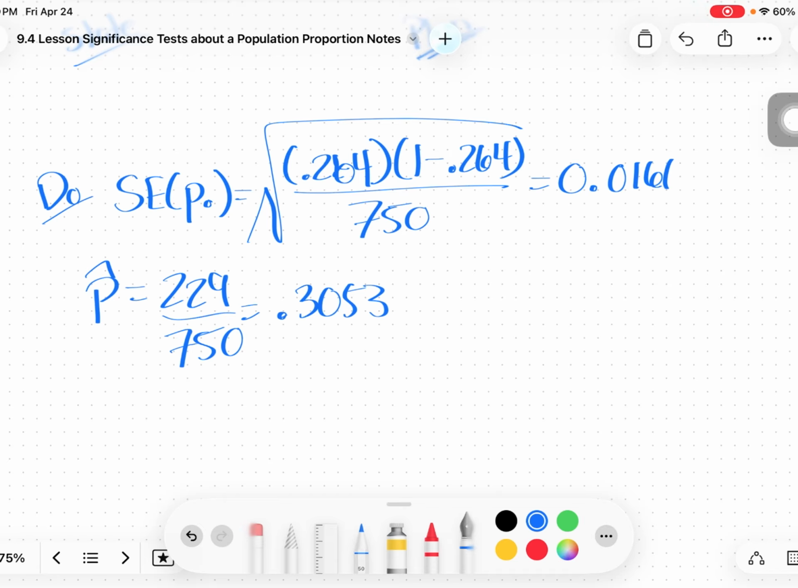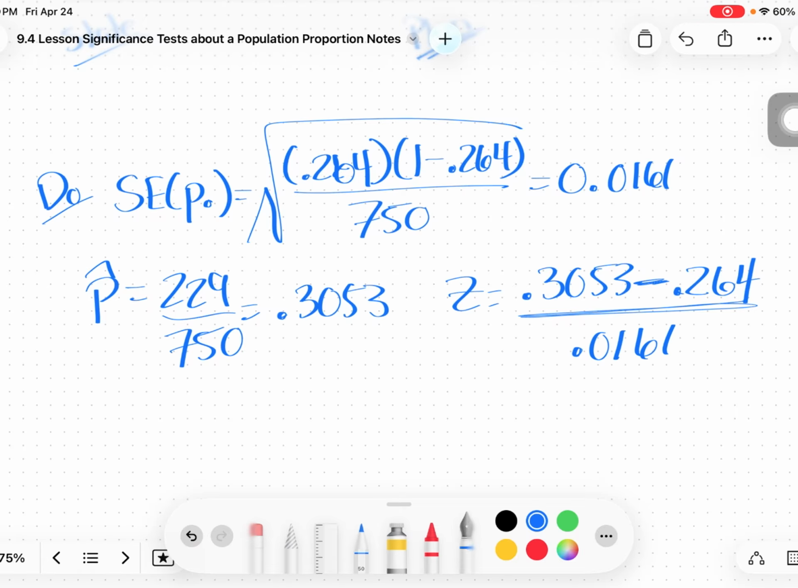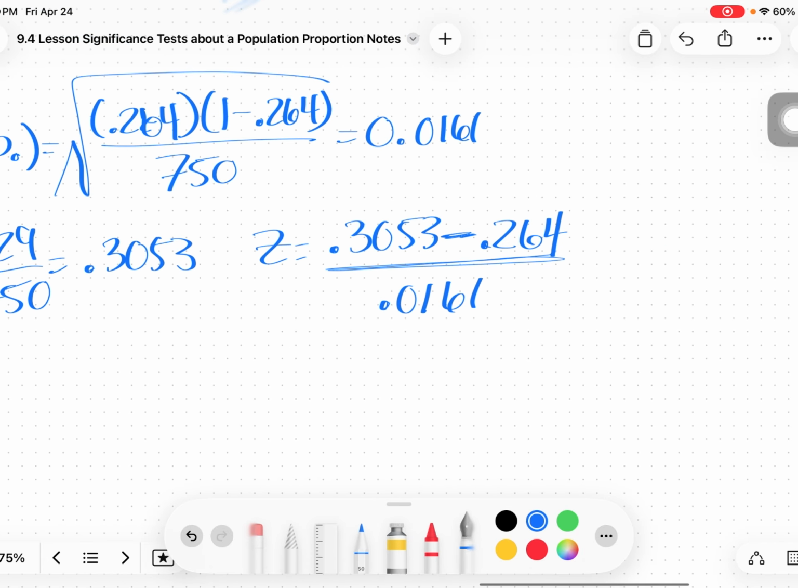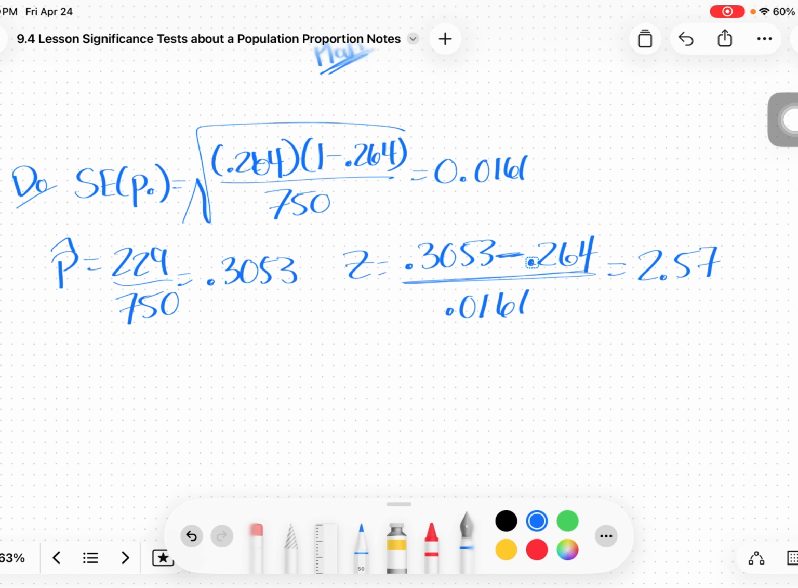And then we're going to calculate our Z value. So we're going to take our p hat, subtract our hypothesized proportion and divide by that standard error we just calculated above. And we're going to get close to 2.57.